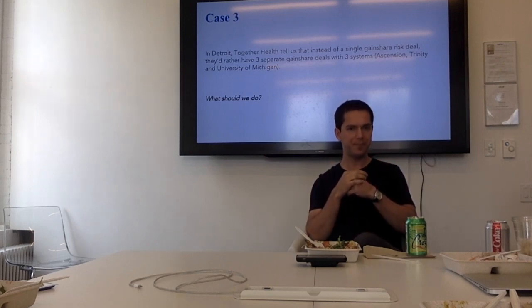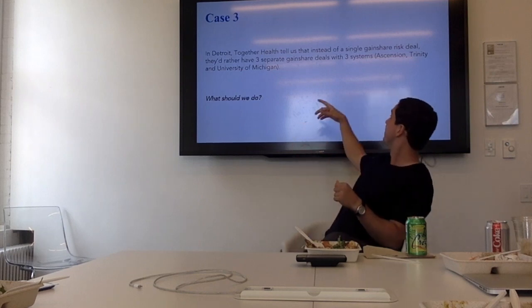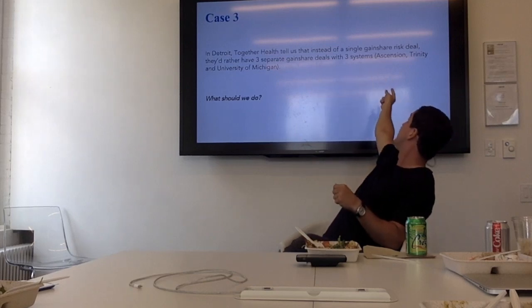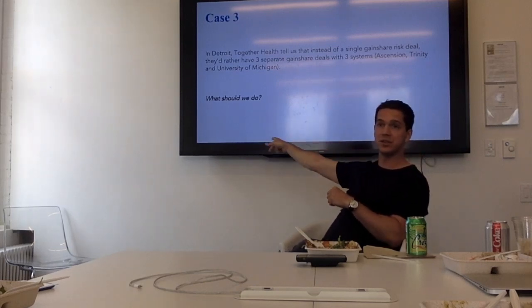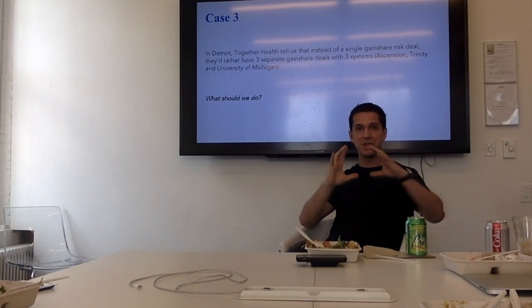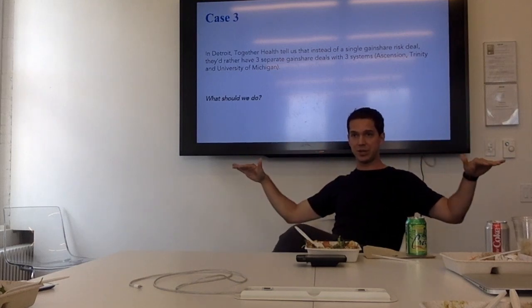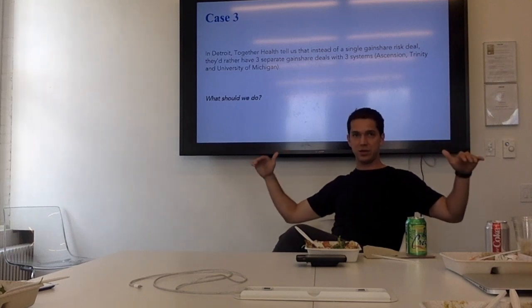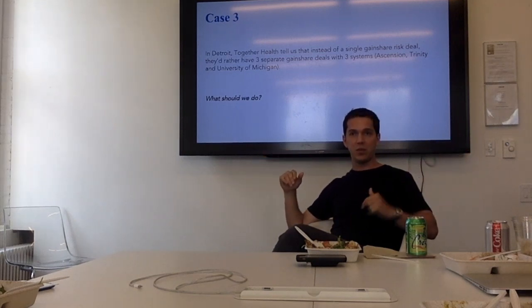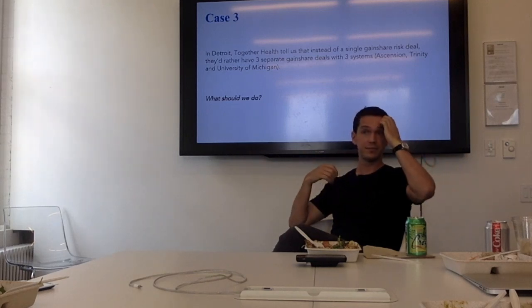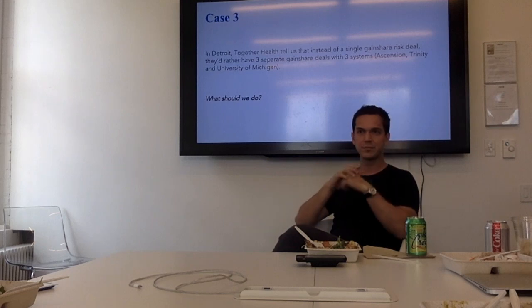So instead of attributing people to THN, we'd attribute people to Ascension, to Trinity, and to University of Michigan separately. They'd each have their own population, and then we'd measure the MLR of that population individually, and we would pay, depending on each individual population, more or less. They have the same rates under THN? Yeah, let's assume that for now.